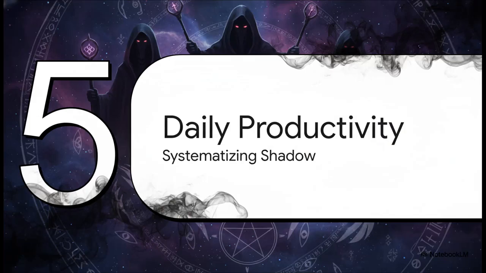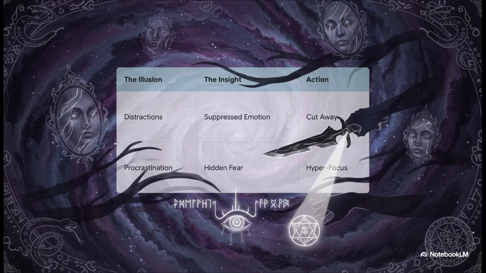Moving to Section 5, Gamaliel for daily productivity, systematizing shadow. And yeah, you heard that right. We're talking about productivity. This right here is why I love this stuff. We can literally translate this ancient dark alchemy into a hyper-practical framework for crushing your everyday work tasks. It is basically a three-step process.